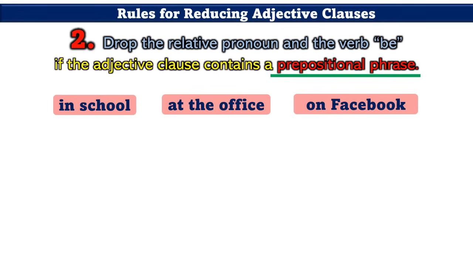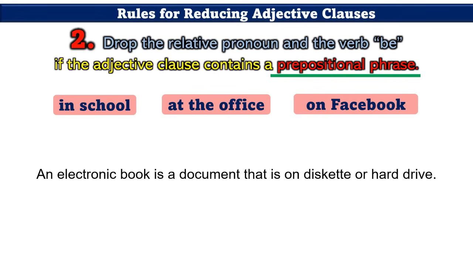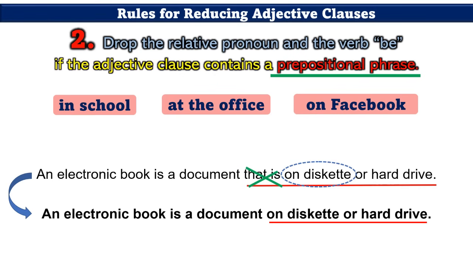Let's have an example. An electronic book is a document that is on diskette or hard drive. This is the adjective clause. The relative pronoun is that and the be verb is, followed by a prepositional phrase, on diskette. In this case, since merong prepositional phrase, we can remove that and is, so this is the reduced definition. An electronic book is a document on diskette or hard drive.